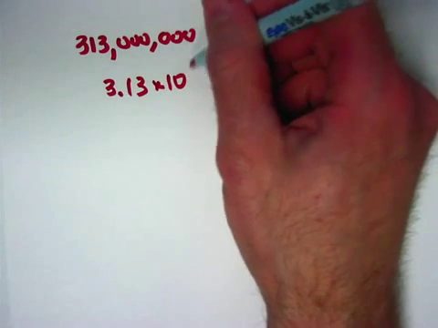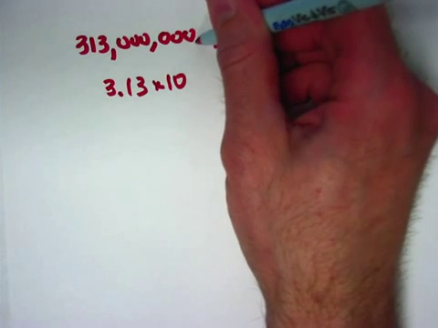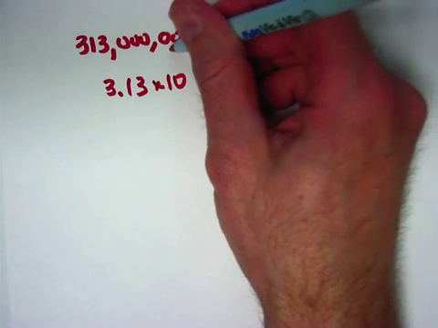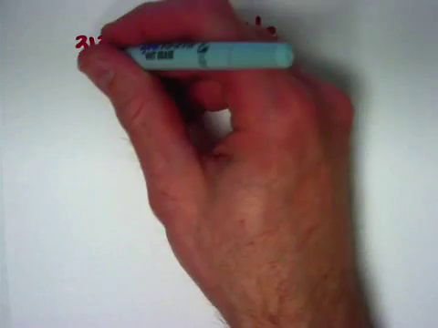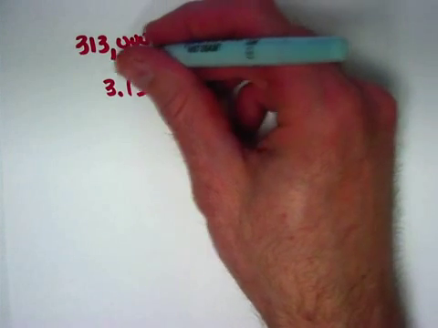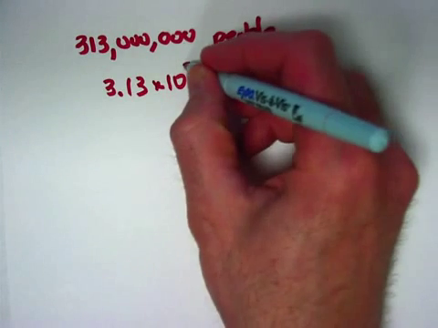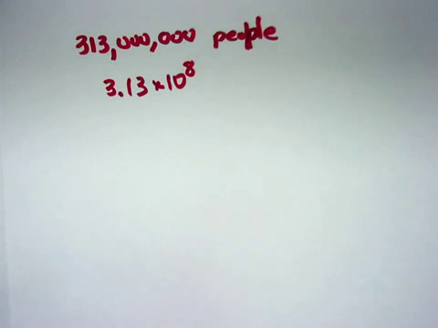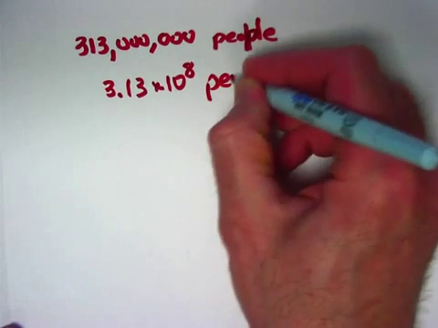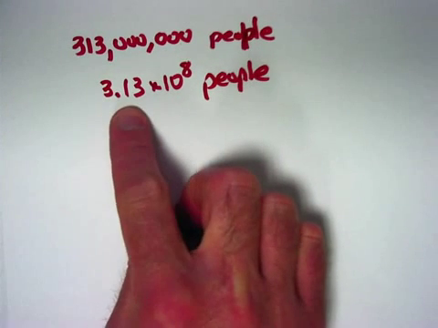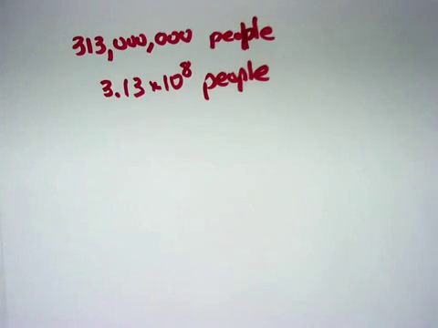The way to figure that out, one trick, is to imagine a decimal point right there and ask yourself how many places you have to move the decimal to the left to get it right after that first three there. 1, 2, 3, 4, 5, 6, 7, 8. 10 to the 8th is what you need to multiply that by. 3.13 times 10 to the 8th people is the way to write the population in scientific notation. We still see that there are three significant digits implied by writing 3.13 here.